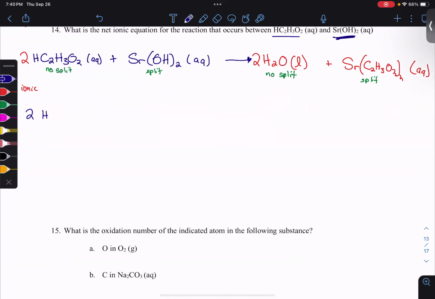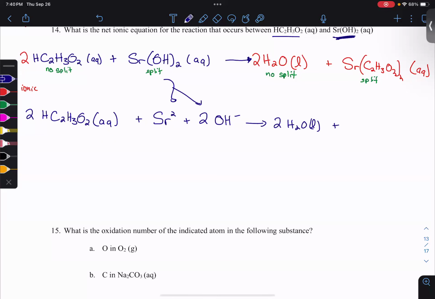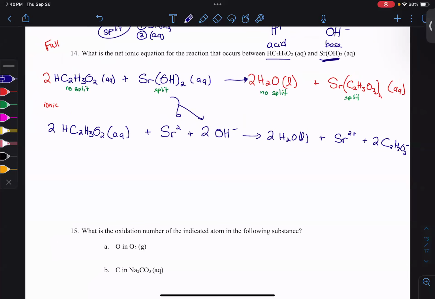So I'm just going to rewrite the acetic acid again. Remember, it's a weak electrolyte. It only partially ionizes. We're only splitting up things that are strong electrolytes. But we are going to split up that strontium hydroxide. So we get a strontium, we get 2 hydroxides. We don't split water, so I'm just going to rewrite it as is. And then I'm going to split that strontium acetate, so Sr2+, and then we get 2 acetates out, 2 C2H3O2-, right? So there we go. That is my full ionic equation.